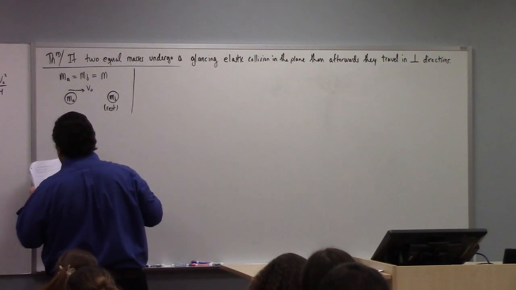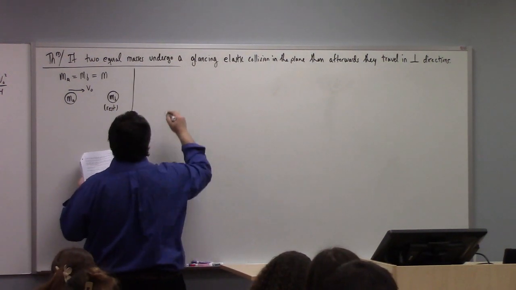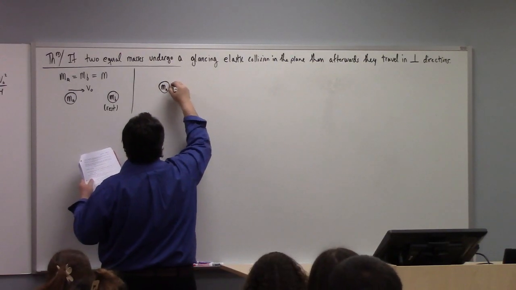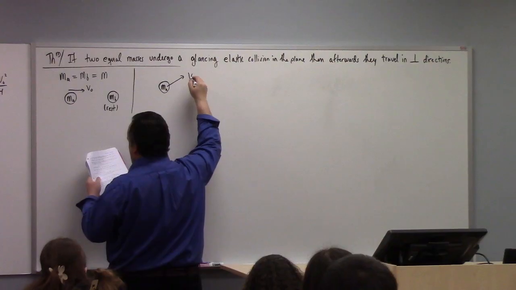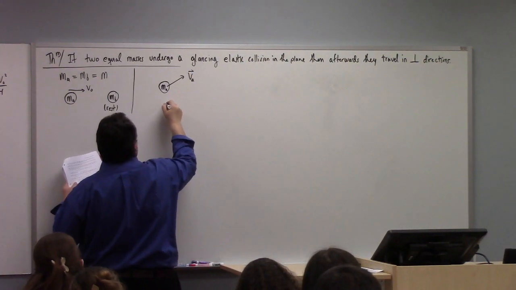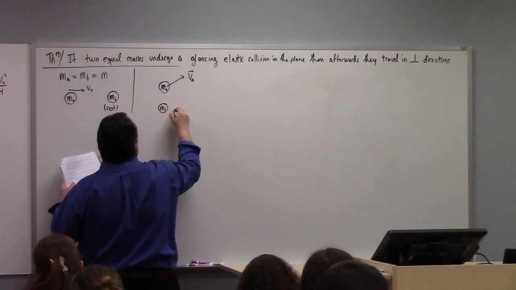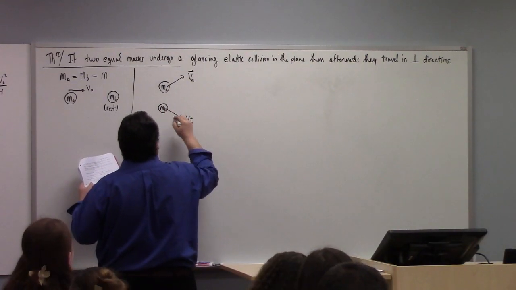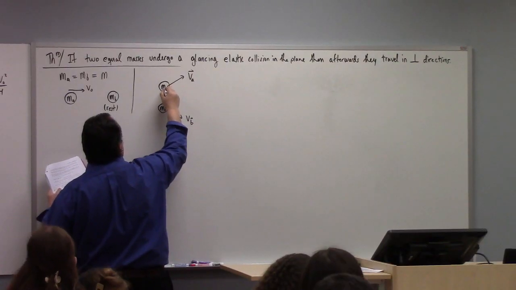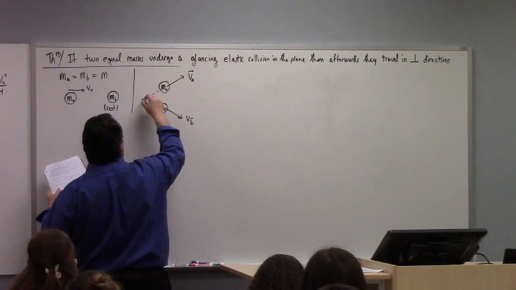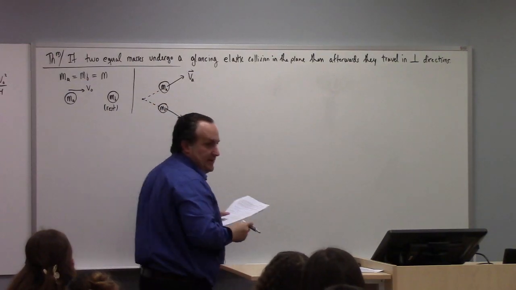Then afterwards, we have, let's say, MA going out here at velocity VA, and we've got MB going with some velocity VB. And I'm going back here. This is the point of collision, like that.